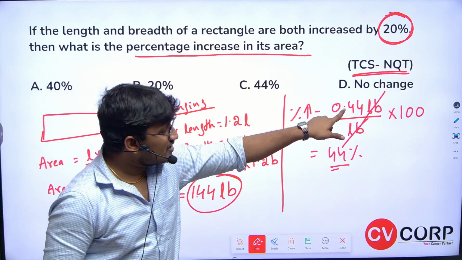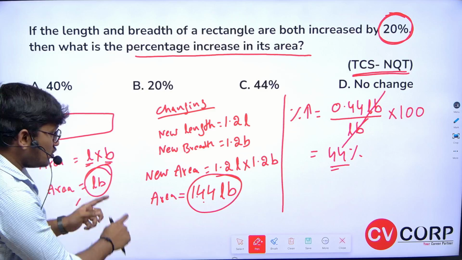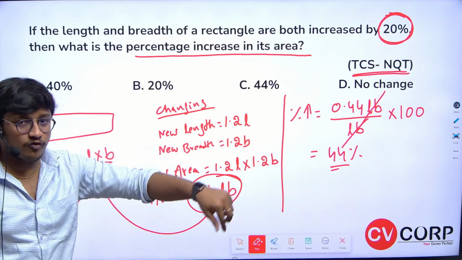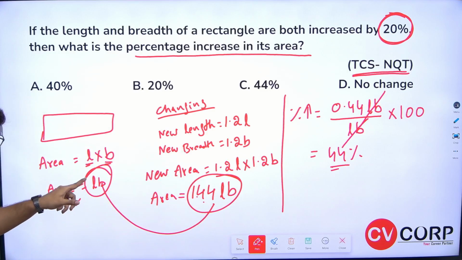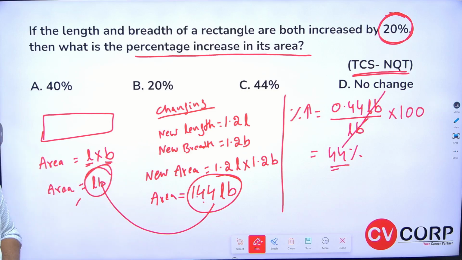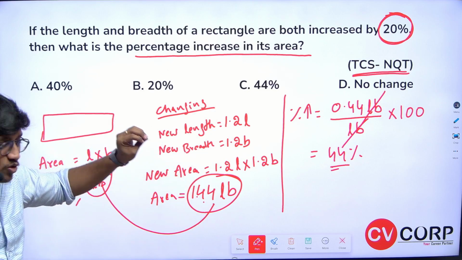How I have written 0.44 here: you should not write this value directly. We should take the difference between these two values. The difference is 0.44, divided by the value from which it is getting increased. So I have taken that in the denominator. This is one way of solving. This is the most traditional way.